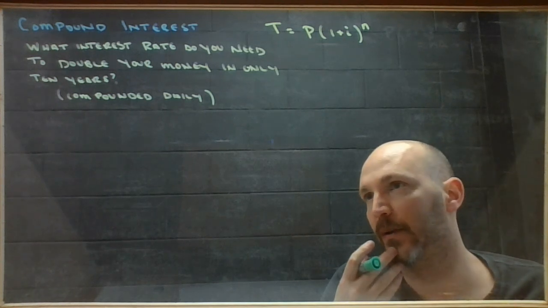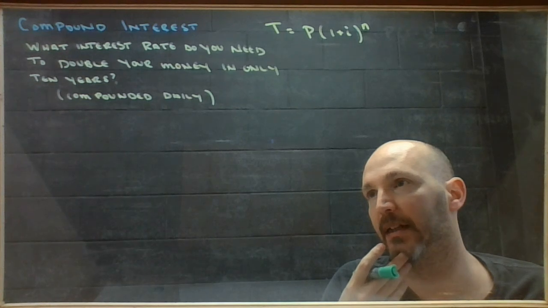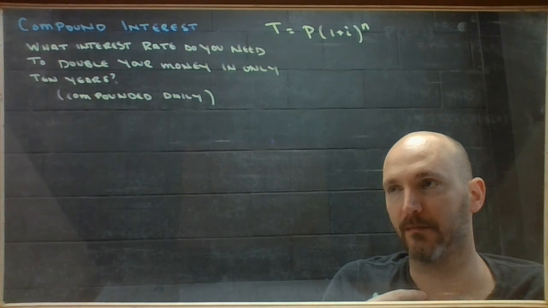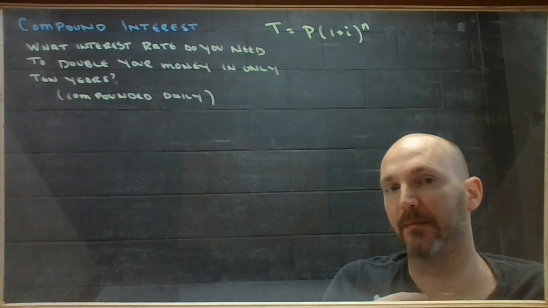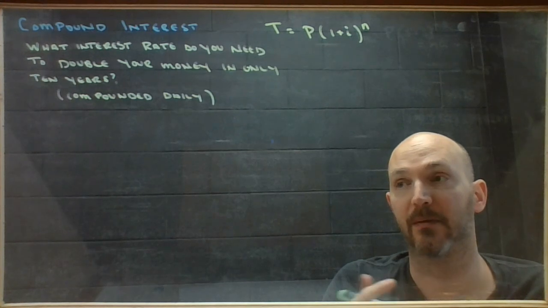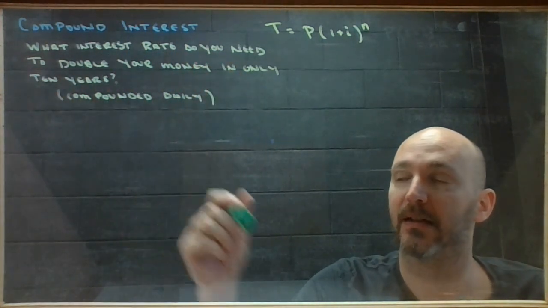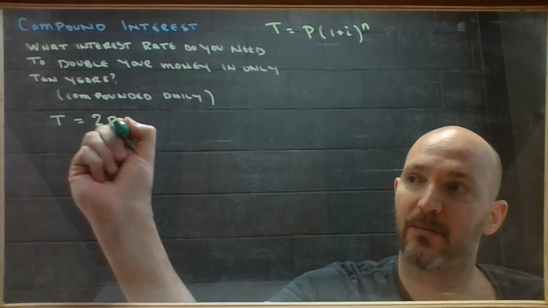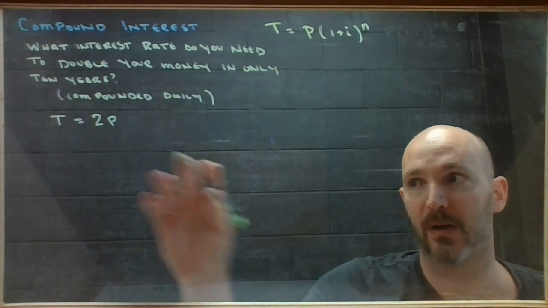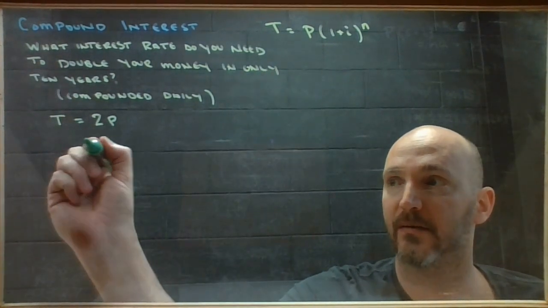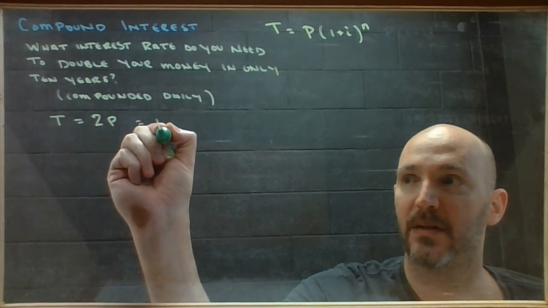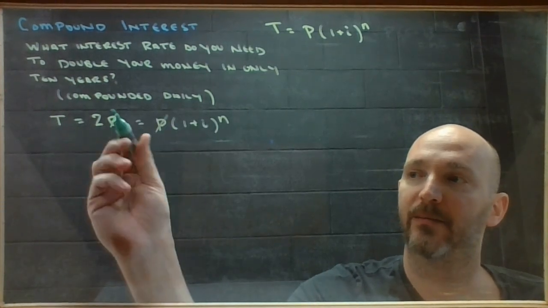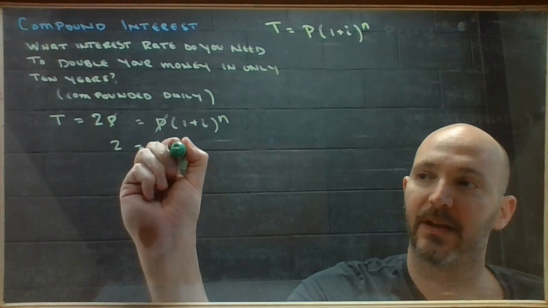All right, so what interest rate do I need to double your money in only 10 years if I'm compounding daily? Well, I don't know how much I'm putting in, and I don't know how much I'm getting out. But based on the phrasing here, the amount that I get out has to be twice what I put in. So I'm going to put this into this equation here. So 2P would be P(1 + i)^n. My P's are going to divide out. I'm left with this.